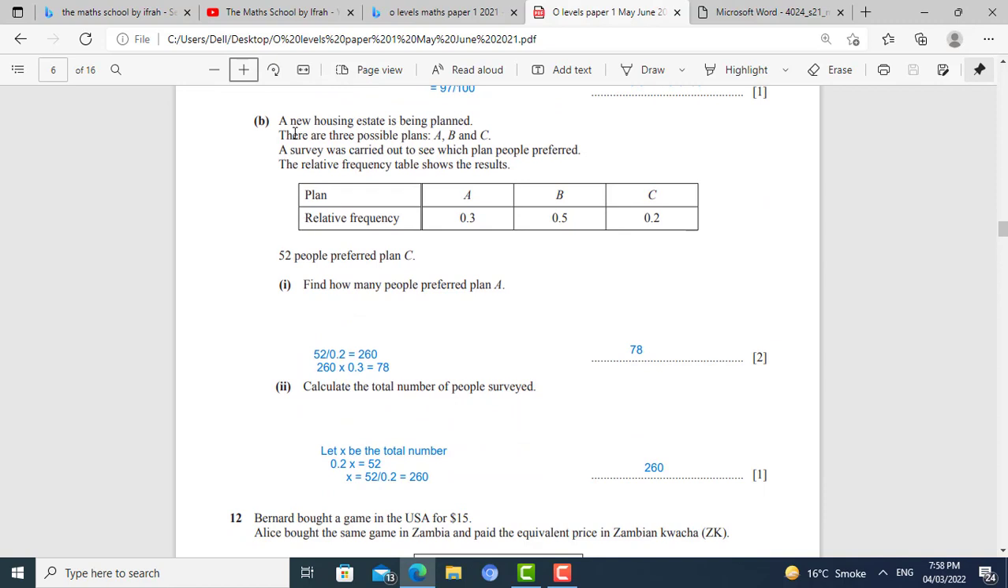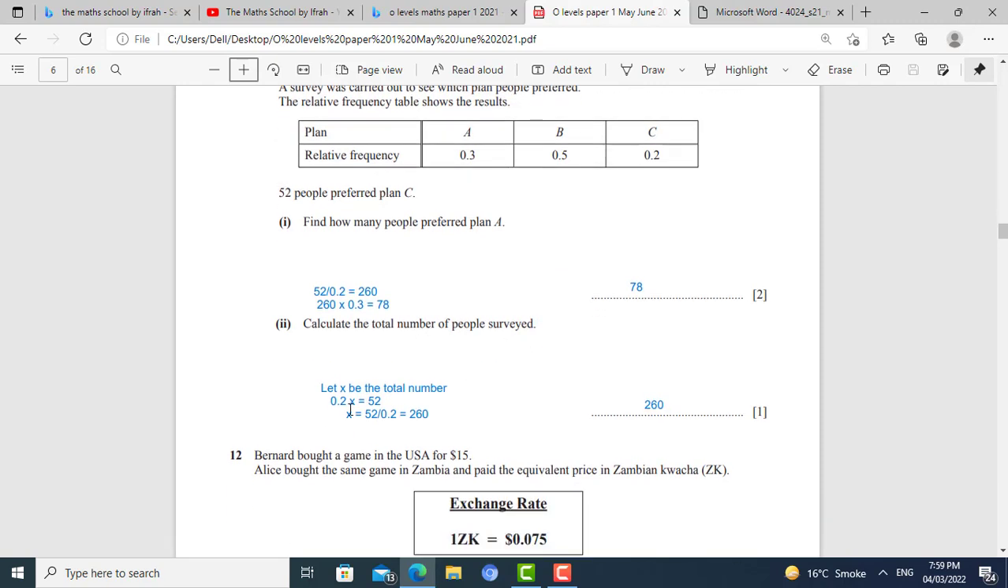Okay, let's have a look at the other question, part B. A new housing estate is being planned. There are 3 possible plans A, B and C. A survey was carried out to see which plan people preferred. The relative frequency table shows the results below. 52 people preferred C. How many people preferred plan A? Now 52 divided by 0.2 is 260. 260 times 0.3 is 78. So 78 people preferred plan A.